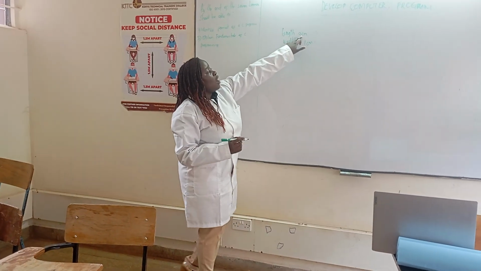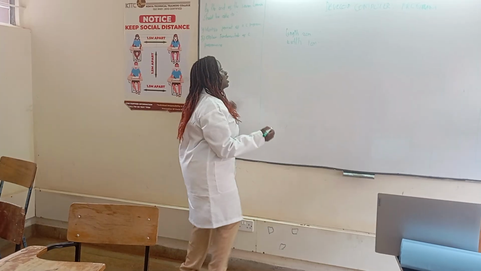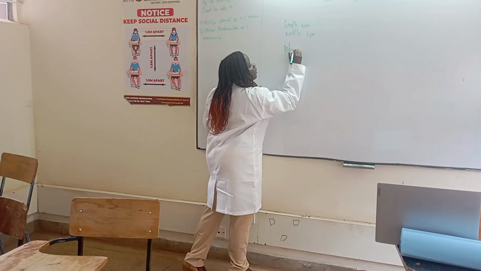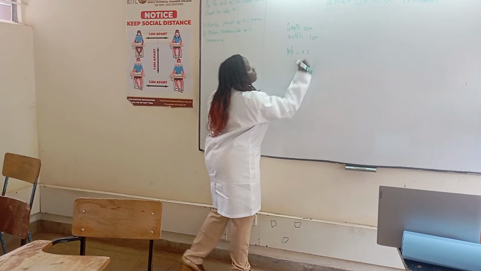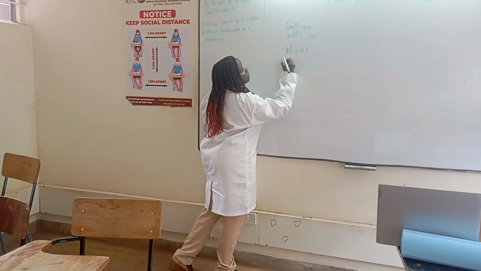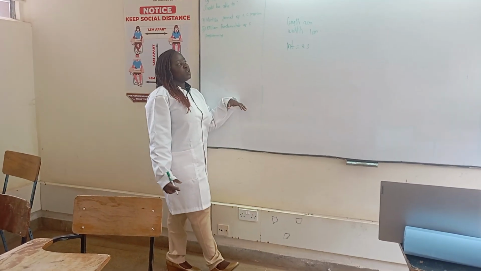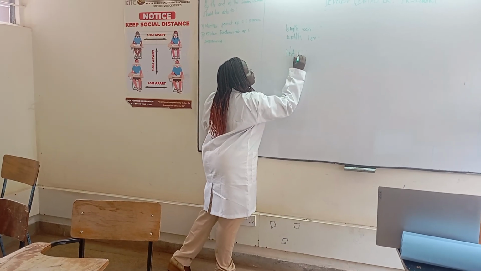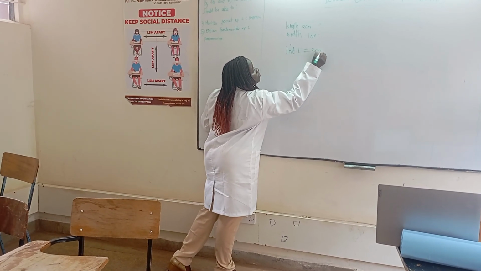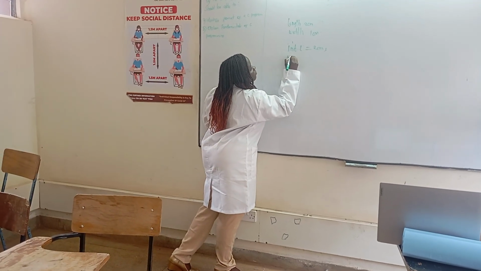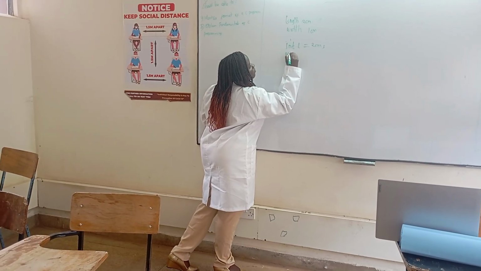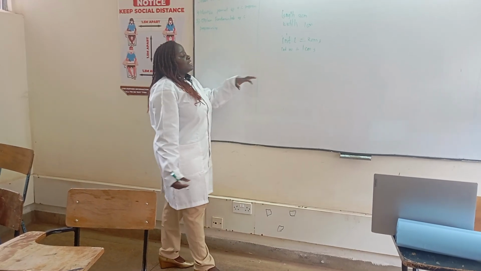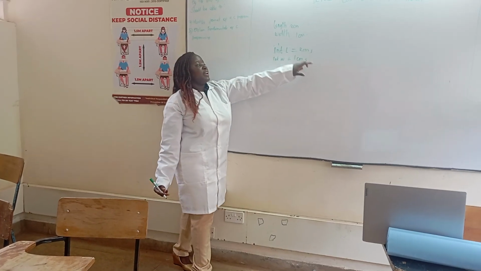Now, our length is a whole number. So it will be an integer. To allocate the memory, it will be int L equals to 2. And width is also 1, which means it's also an integer. First we write int L equals to, and you must put a semicolon at the end.